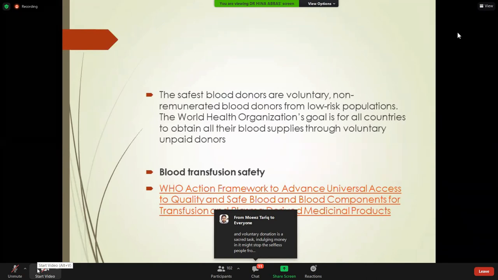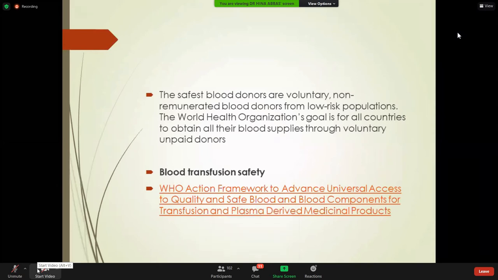Very good replies. Donors may lie about their health or money. Very good. And voluntary donation, a task that does not include money in it, might stop this. Very good. Okay. So these are the reasons for which the WHO says that blood donation should be voluntary. It should not be for monetary benefits. It should not be for some other reasons. Okay.